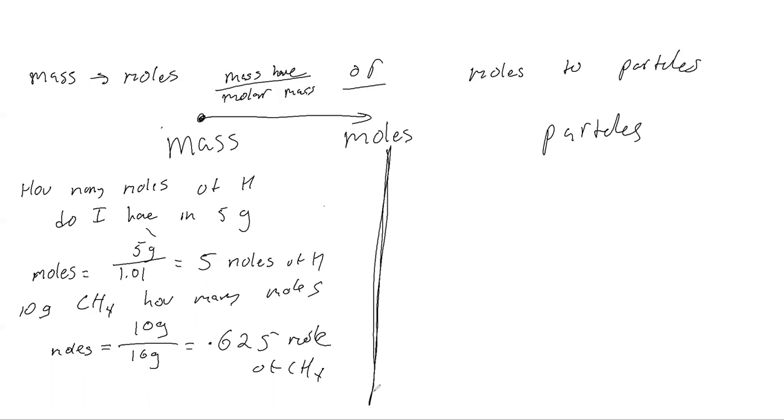The next thing we'll do is, let's say we have moles and we want to go from moles over to particles. If we want to go from moles to particles, what we do here is we know that 1 mole is equal to 6.02 times 10 to the 23rd particles. So we're going to do the number of moles that we have times 6.02 times 10 to the 23rd.